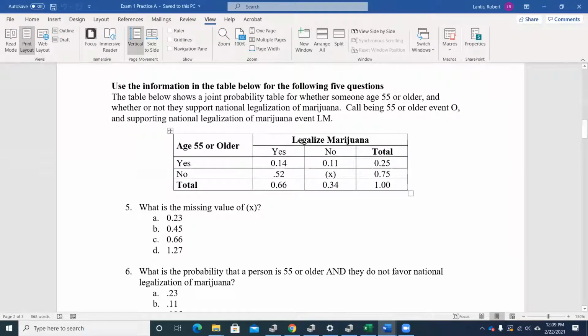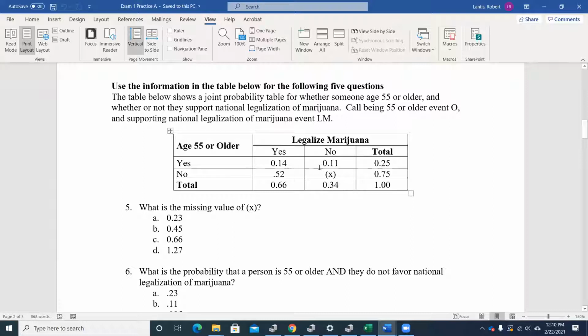We're going to use this contingency table that gives us these two events: whether or not someone wants marijuana legalized, and whether or not they're age 55 or older. Remember, the total columns tell us the probabilities of whatever the events are on the row and column heading. So the probability someone is 55 or older, if we selected someone at random, would be 0.25. The probability they don't want marijuana legalized would be 0.34.